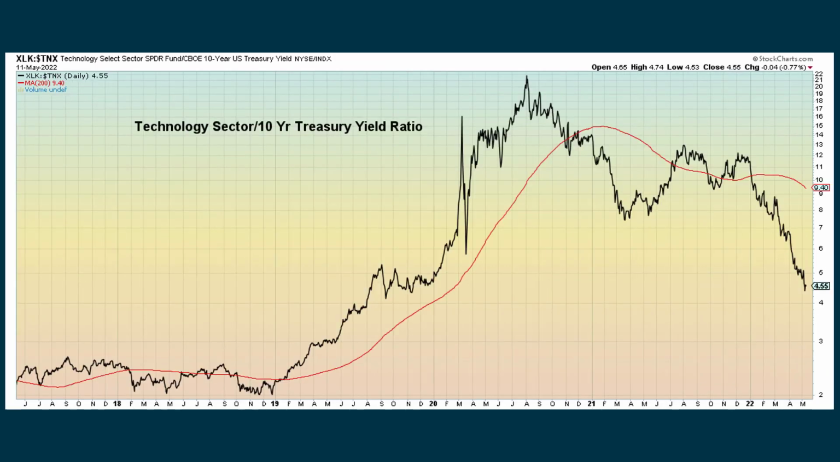We look at the tech sector against the 10-year yield. This just shows how for a long time, 2019 all the way up until almost halfway through 2020, the tech sector had really been outperforming interest rates. Well, now that's starting to change and interest rates are going up. Technology has really been going down on a relational basis.